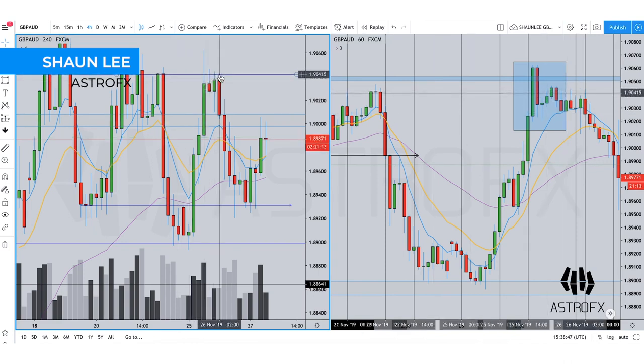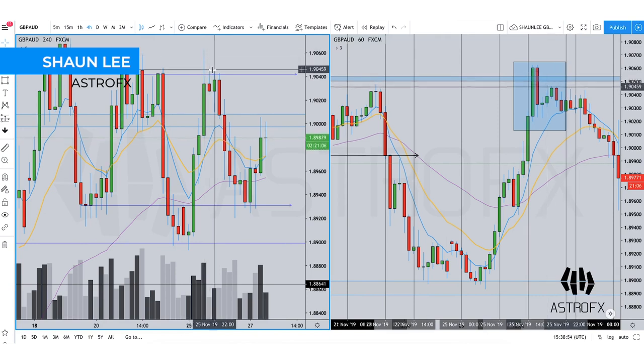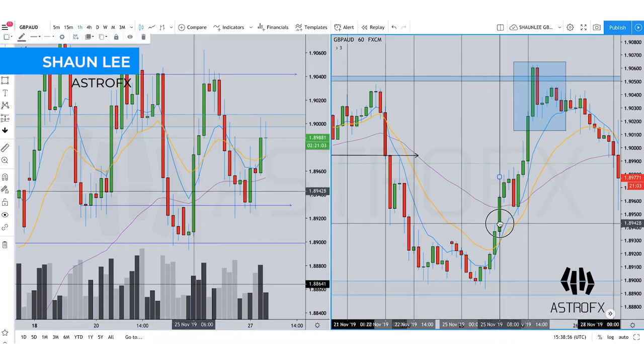Then we can see 1, 2, 3 spikes. These spikes are lower than each other. Prominent high, lower high, lower high, lower high. And then this is the result.